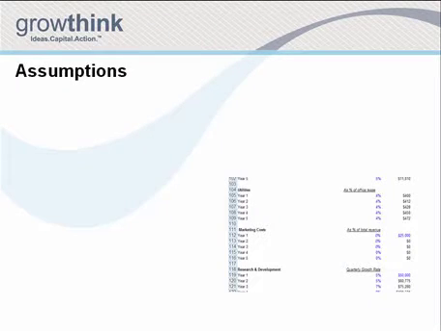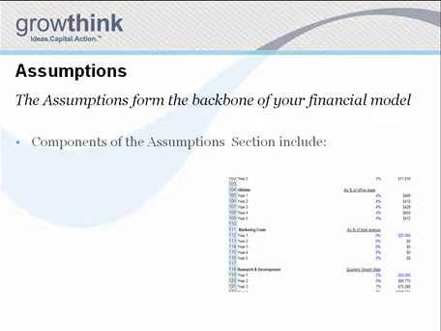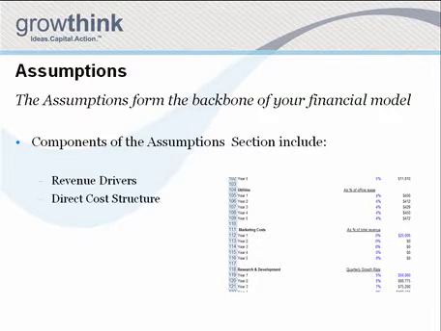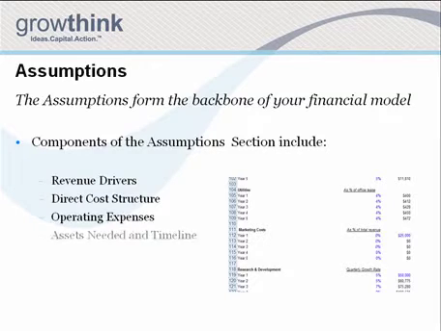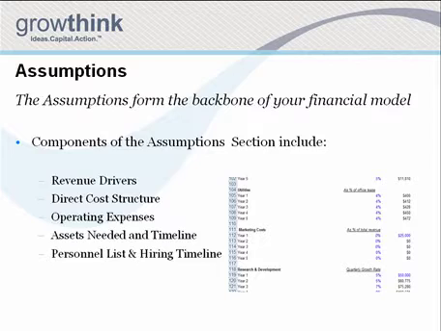So let's talk about the assumptions here and what the components of the assumption section include. So we have revenue drivers here, which are the assumptions that affect your revenue, such as how many sales and what your price is. We obviously have your direct cost structure, which are some of your key assumptions. We have your operating expense assumptions. We have your assets needed, what assets you need to buy for your company: equipment, vehicles, buildings, and what your timeline is. Clearly your personnel list and your hiring timeline: who you're going to hire, what positions, what salaries, and when.